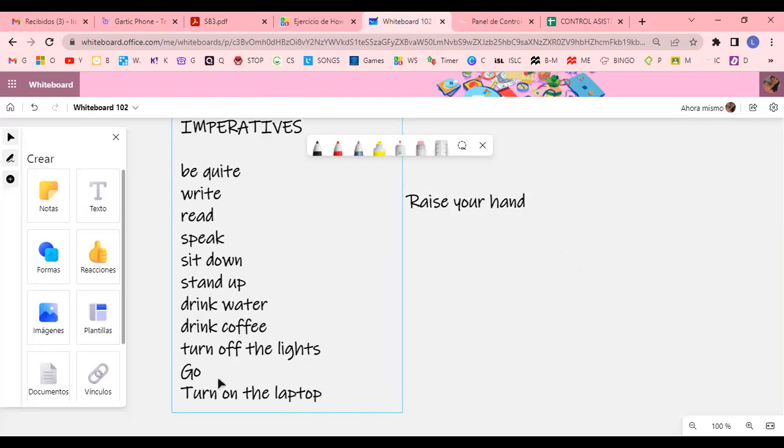Y sí, si se fijaron, durante lo que estábamos diciendo de las direcciones, estábamos utilizando el go. Go, it's an imperative, ¿ok? Porque es como ve derecho, dobla a la izquierda. Todas esas palabritas son imperativos. ¿Por qué? Porque nos están dando un comando, o sea, que tenemos que hacerlo para llegar a un cierto lugar. ¿Ok? I don't know if we have any questions so far.